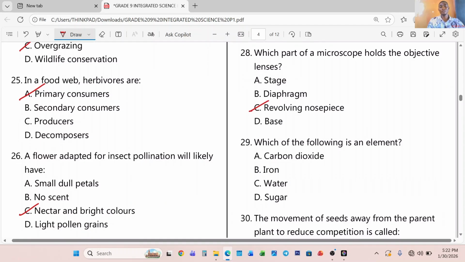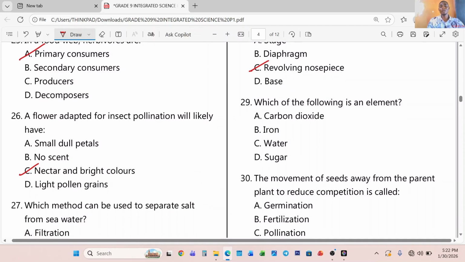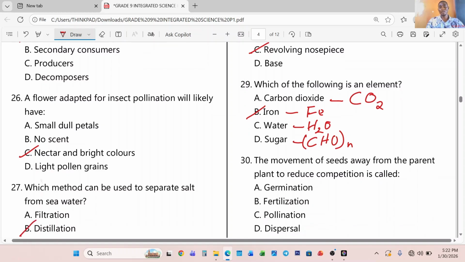Question 29. Which of the following is an element? We have carbon dioxide, we have iron, we have water, and we have sugar. Looking at this question, iron is the only element that we have. The rest are compounds made up of different elements. So the correct answer is B.